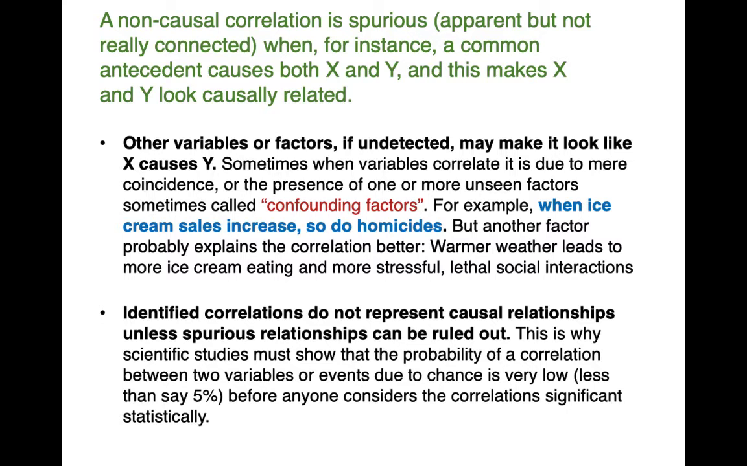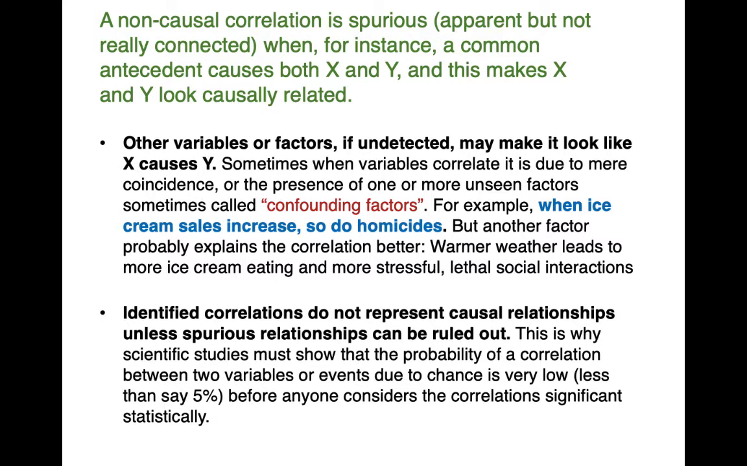By the way, it could look like X causes Y, but Y could be causing X. The correlation could be accidental between X and Y. It could also be that some other unknown factor produces both X and Y. Sometimes when variables correlate, it's due to mere coincidence or the presence of one or more unseen factors called confounding factors. These are factors that confuse us.